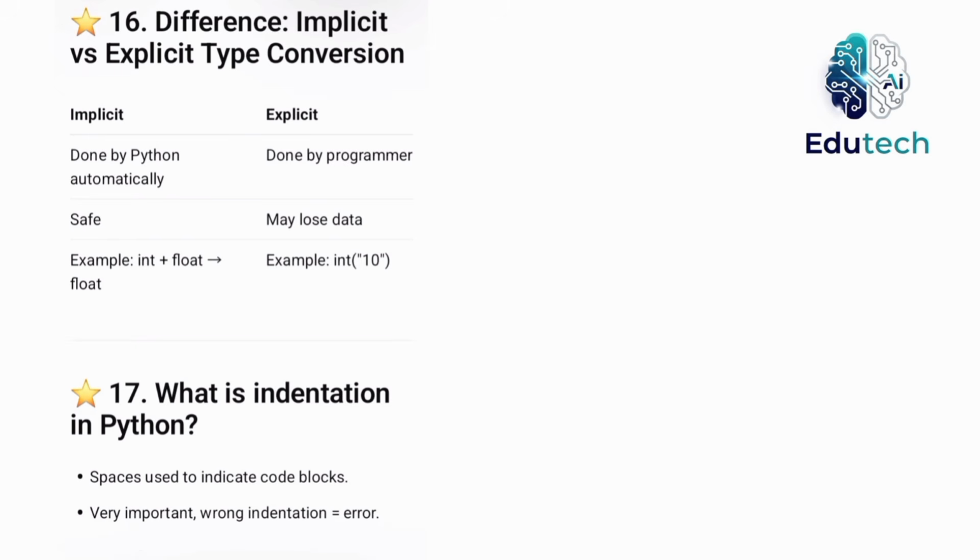What is indentation in Python? Spaces used to indicate code blocks. It is very important. Wrong indentation equals error.